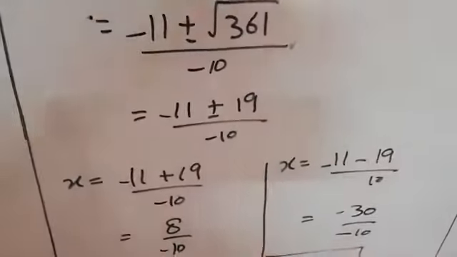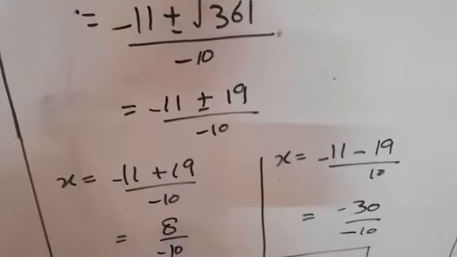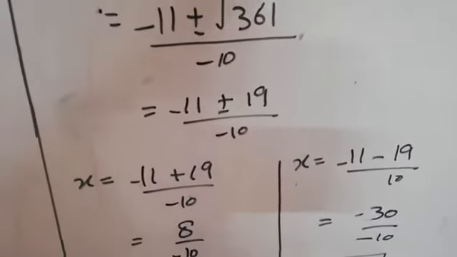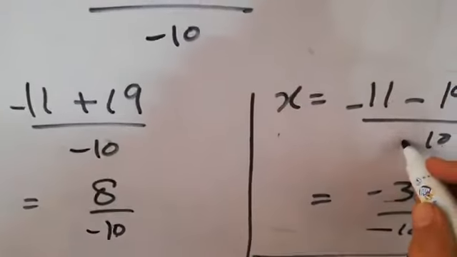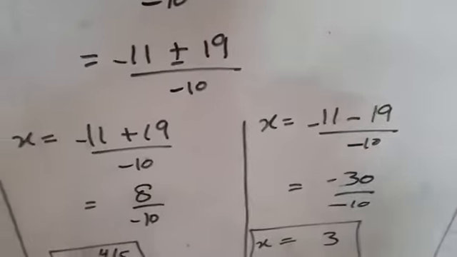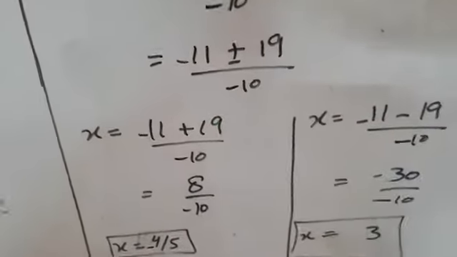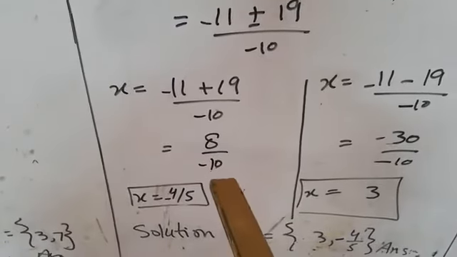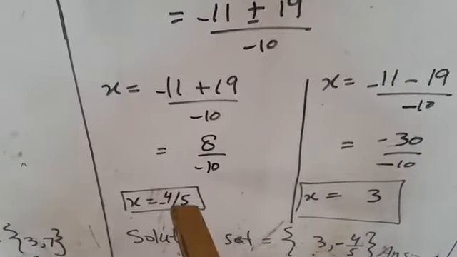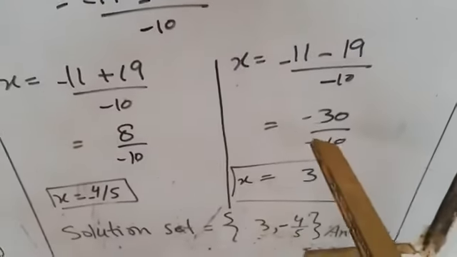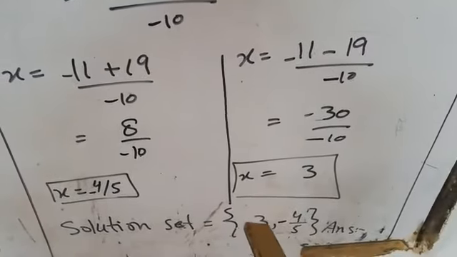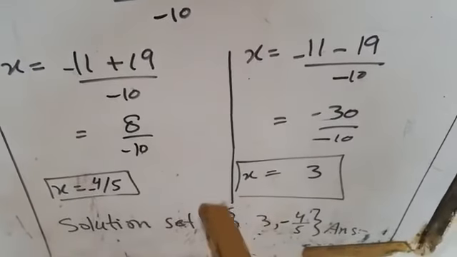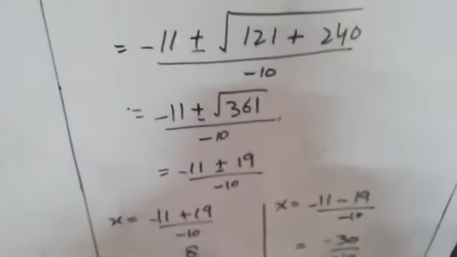I'm sorry, I forgot to write the negative sign, so we will put the negative sign with 10, like this. After that, 19 minus 11 is 8, divided by minus 10. After dividing we will get minus 4 by 5, and minus minus will be cancelled. 30 by 10 means x is equal to 3. So the solution set is equal to 3 and minus 4 by 5. This is the answer, and this is the end of exercise 1.2.